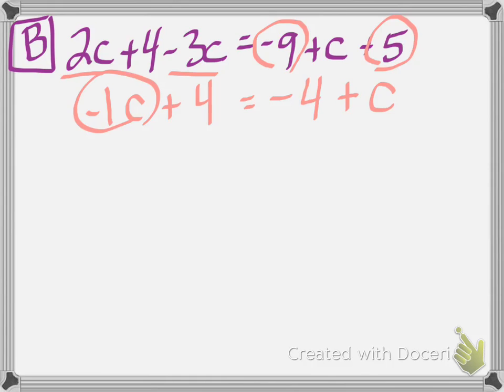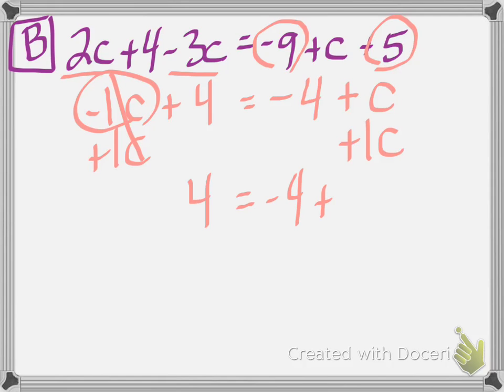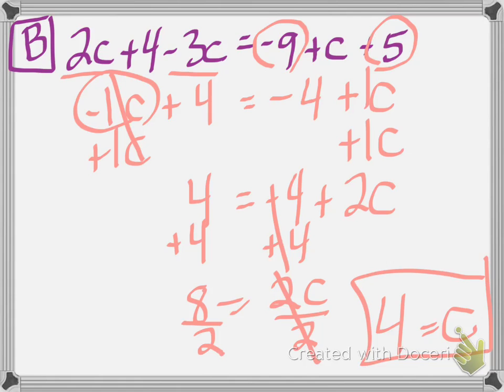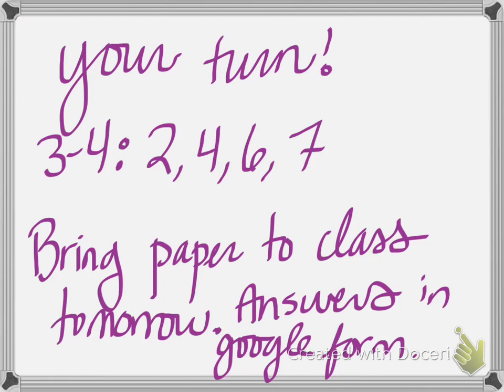This one's negative, so I'm going to do this next. Let's add 1c to both sides. And I get 4 equals -4 plus c, that's like a 1 right here, so 1c plus 1c is 2c. Other thing first, let's add 4. 8 equals, goodbye, 2c, divide it by 2, do the inverse of multiplication, and 4 equals c. And that's your answer. Okay, told you that was the last one. I know this one was long, guys, sorry.